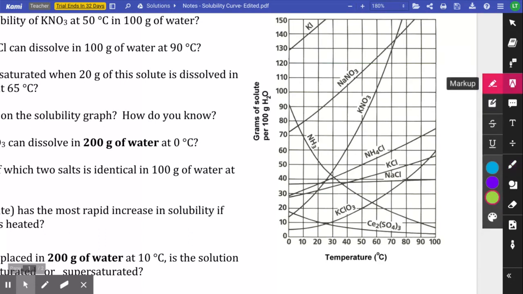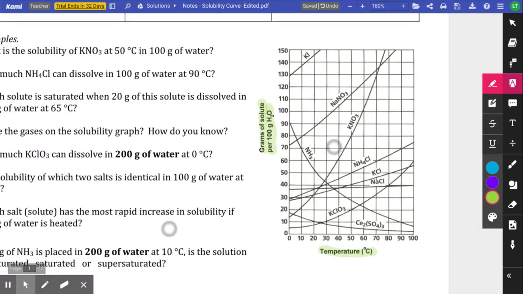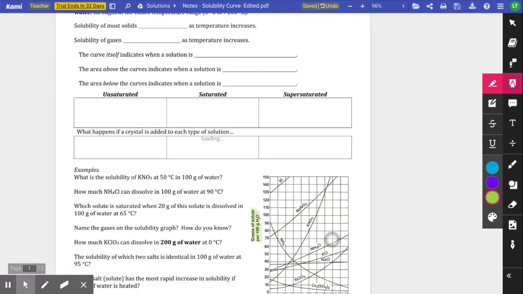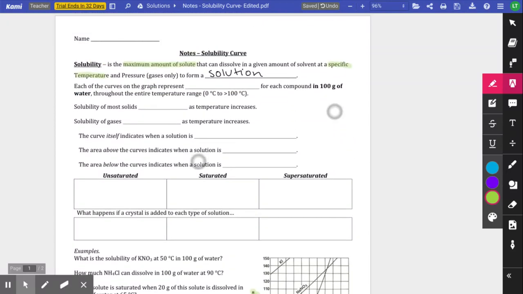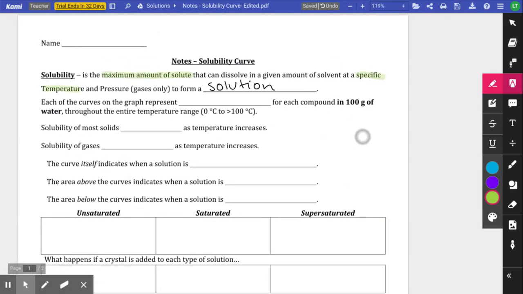They're all labeled. A couple other things I want to point out is that our x-axis is temperature. So how is my solubility affected by temperature? And our y-axis is grams of solute per 100 grams of water. So we do have a specific amount of solvent that we're looking at here too. It's not just general. Okay, so that's kind of what our curves look like.